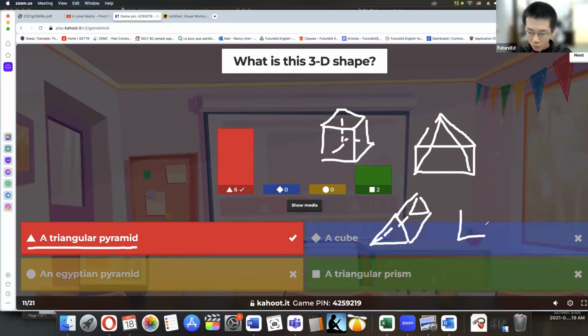You also have rectangular prisms or square prisms, but in this case, it's a rectangular prism. You take the rectangle, you pull it up, and you also get a prism. So in this case, the rectangular prism looks almost like a cube.